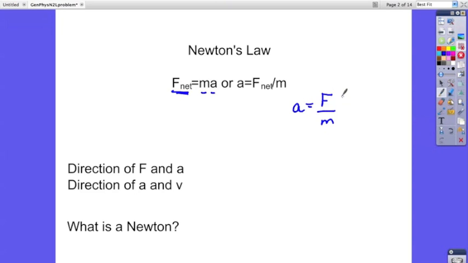Notice acceleration is directly proportional to the force. So a larger force will cause a larger acceleration, and it is inversely proportional to the mass. So if this force acts on a big mass, it'll cause a small acceleration, but if this force acts on a small mass, it'll cause a larger acceleration.